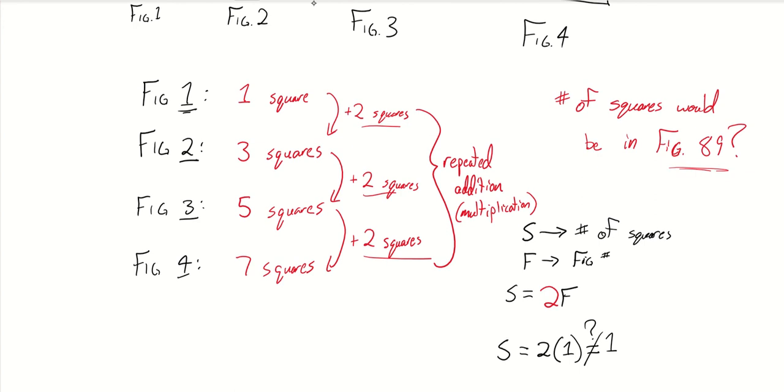No, it's actually not. It's going to fail. Our equation is not good yet, and we could see by trying to use this equation one more time. So for figure number 2, would this equation predict the number of squares that we should see? Well, for figure number 2, we should see 3 squares. And so if we plug 2 into this equation, are we going to get 3 out? No, absolutely not. 2 times 2 is 4, and 4 is not equal to 3.